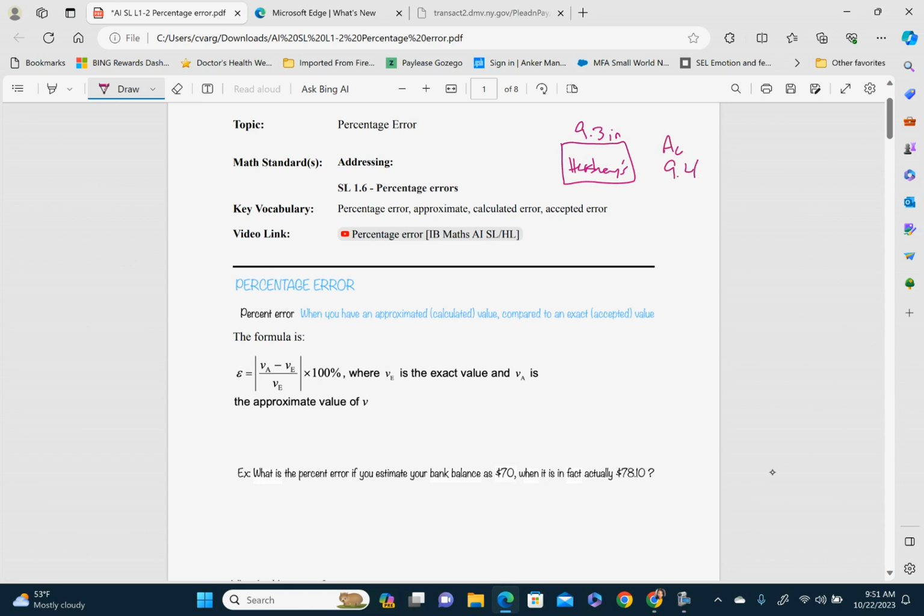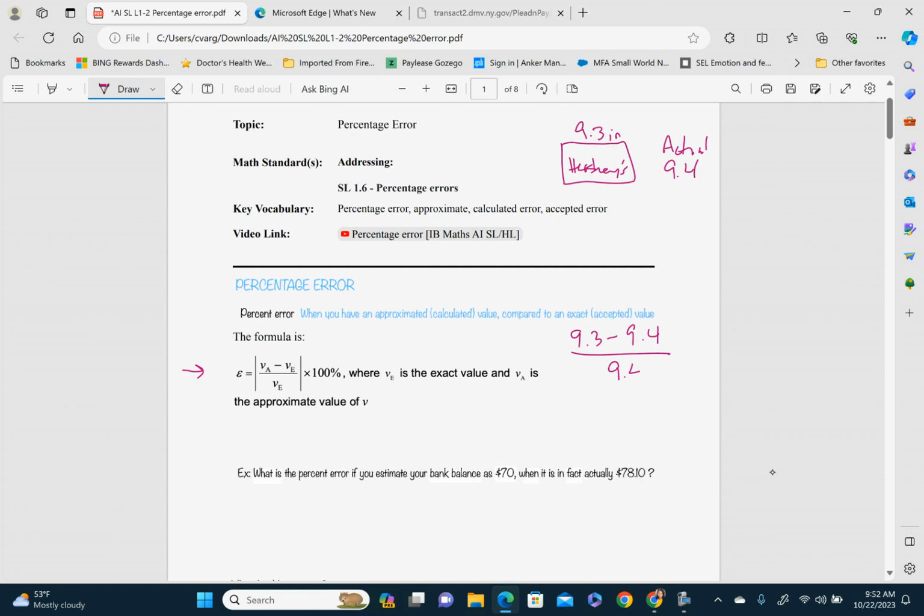This is the actual. So all you have to do is take those two numbers and plug them into a formula. This formula is given to you in your reference table. What this stands for is the VA is the approximate, so that's what I measured. So I'm going to do 9.3 minus the VE, which is the exact, right? That's how much it actually is. So it's actually 9.4.